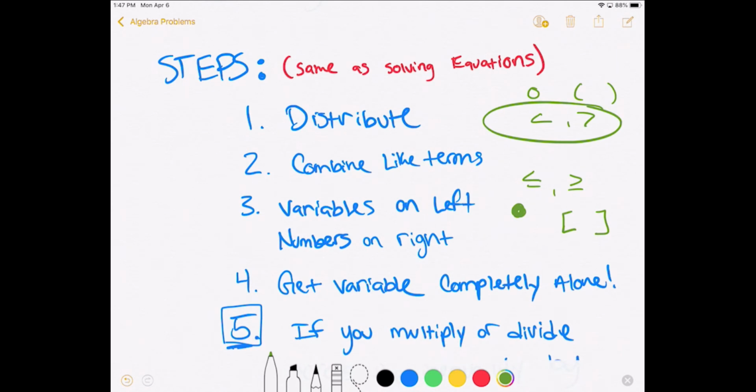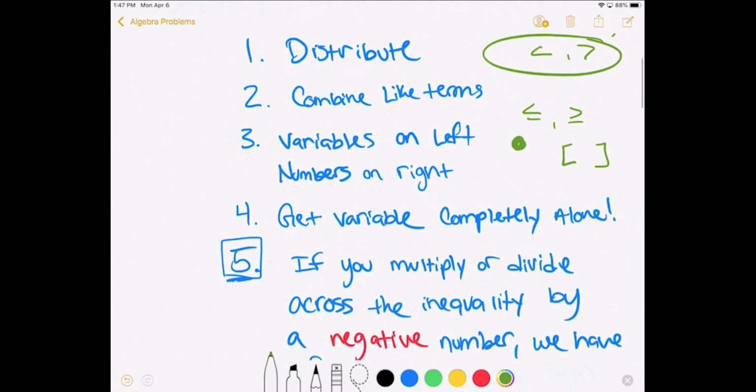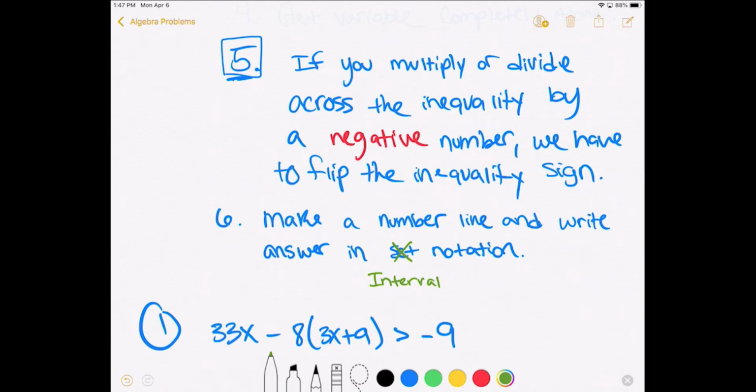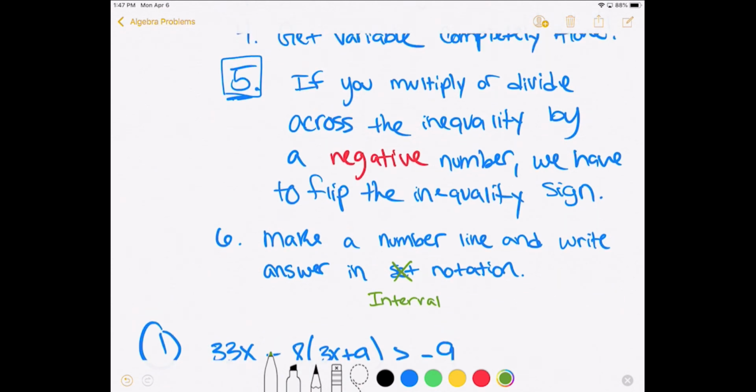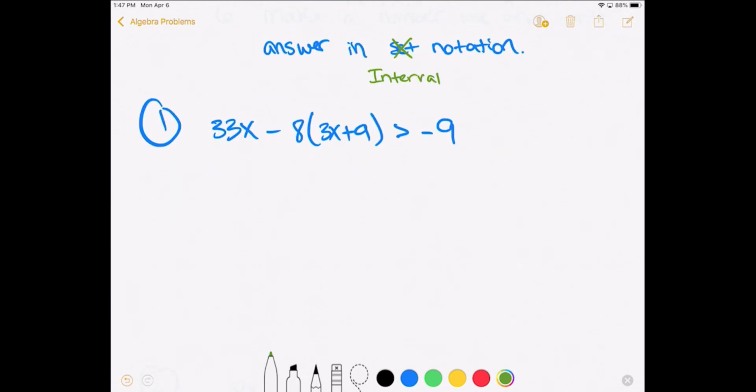Alright, so let's get this going again. Gotta go quick, 15-minute videos only. Anyway, same steps. Like I said, the last two steps are different. Multiply or divide by a negative. Whenever you do that, that's when you're going to flip the inequality sign. It's just going to change the other direction. And like I said, you're going to make a number line and write an answer in interval notation for me. So let's just work one real quick.